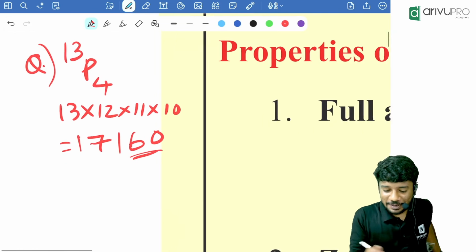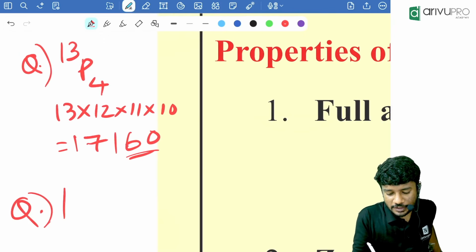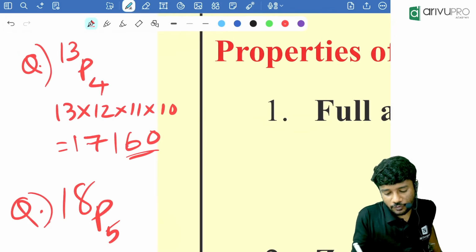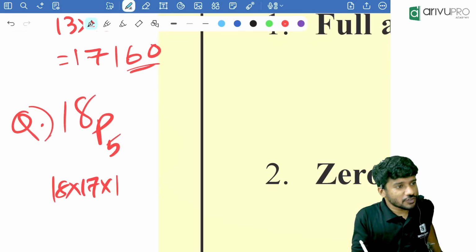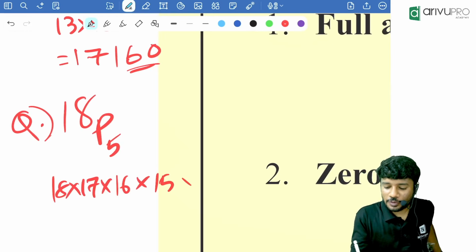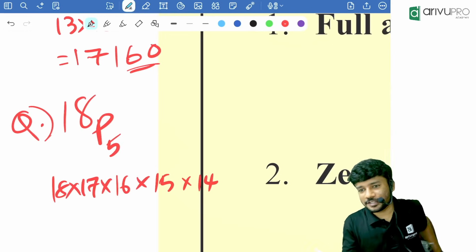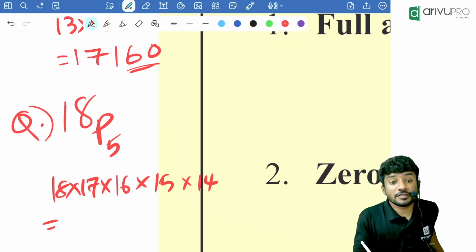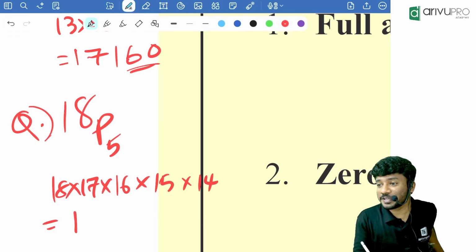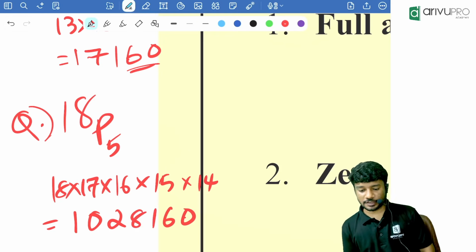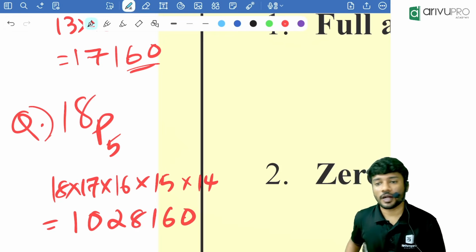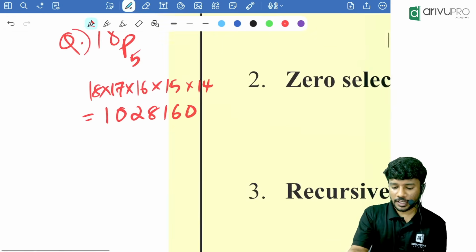Okay, then next question for you. What is 18P5? 18 into 17 into 16 into 15 into 14. How much is it? Yes, Neha. Tell me the numbers. 1,028,160. Okay, is this the answer? 1,028,160. Now the next question.